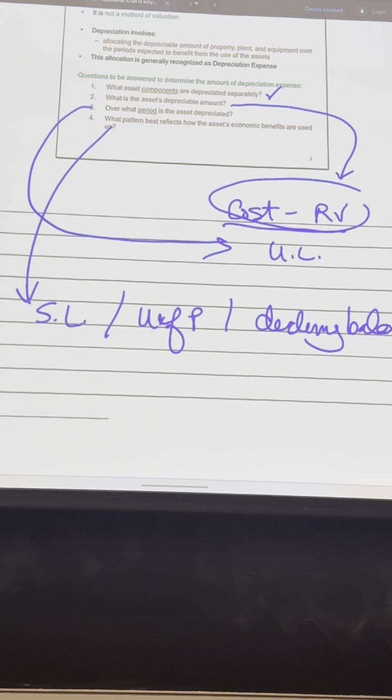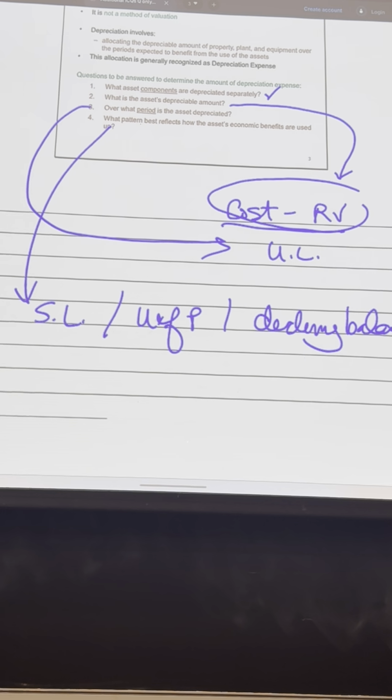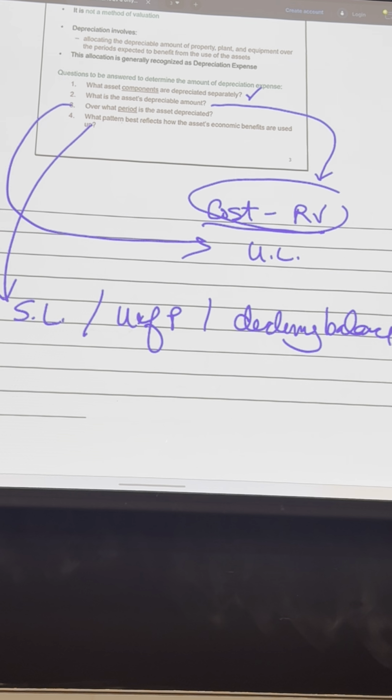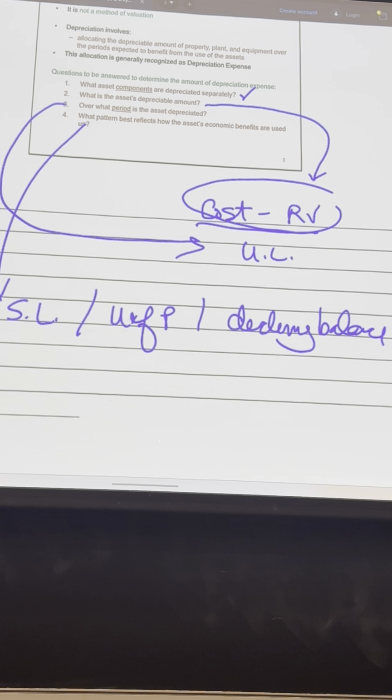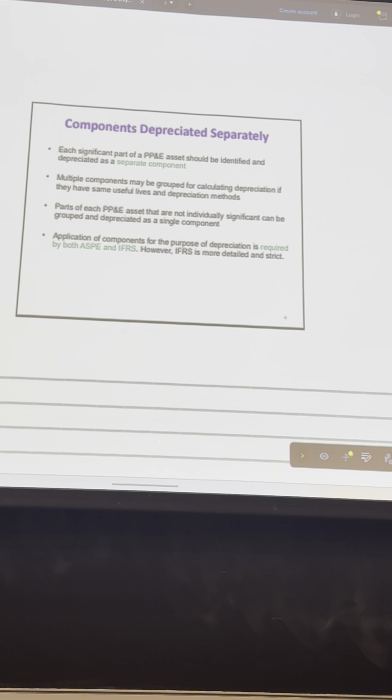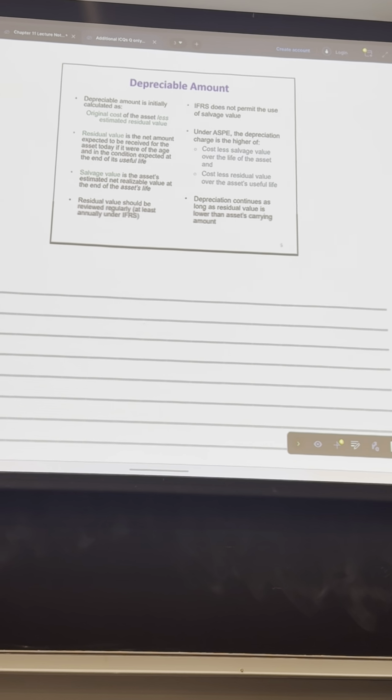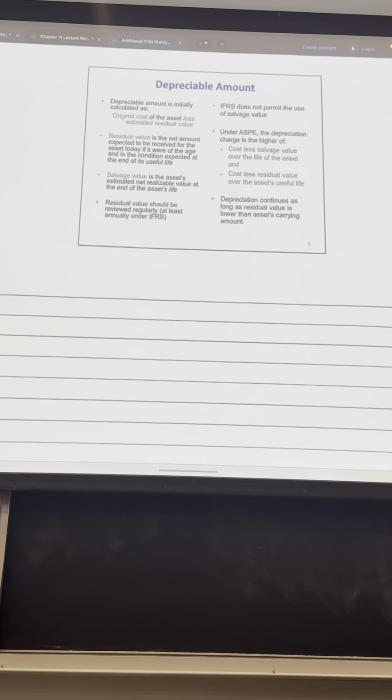Okay? So those are the four main questions when you're attempting to determine the depreciation. What are the components? What is the depreciable amount, which means you have to estimate the residual value. And what is the useful life? And what pattern of benefit do you want to reflect the economic usefulness of the asset? So components, we talked about that already. You need to depreciate each separate component. Depreciable amount is one that lets us determine what the residual value or salvage value is.